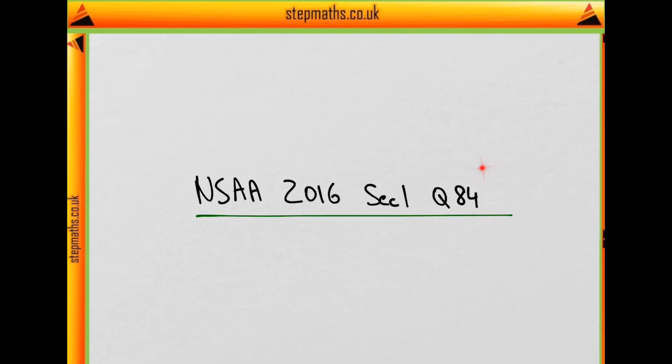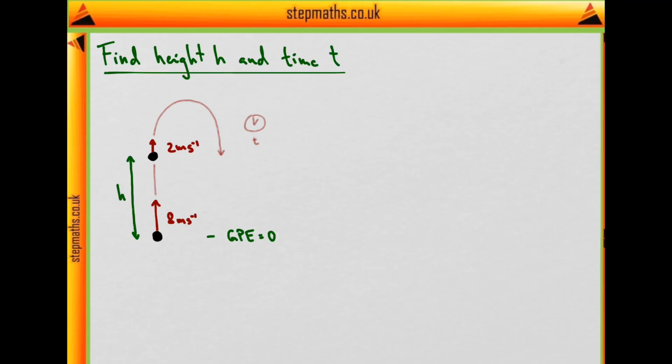In this video, we'll look at question 84 from the 2016 exam. So in this question, a ball is thrown into the air with an initial speed of 8 meters per second, and it reaches a certain height h when it has a speed of 2 meters per second, so it's slowed down a bit as it's thrown vertically upwards.